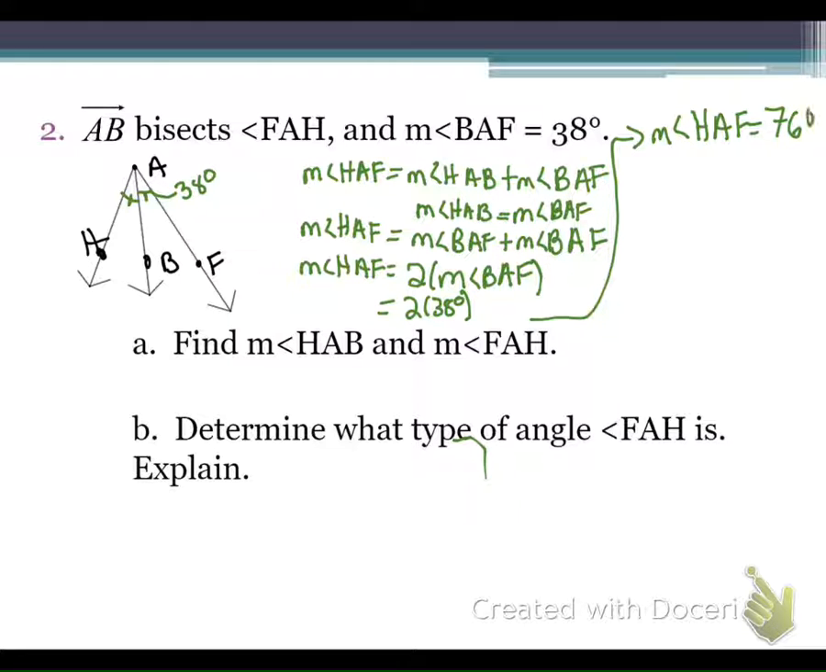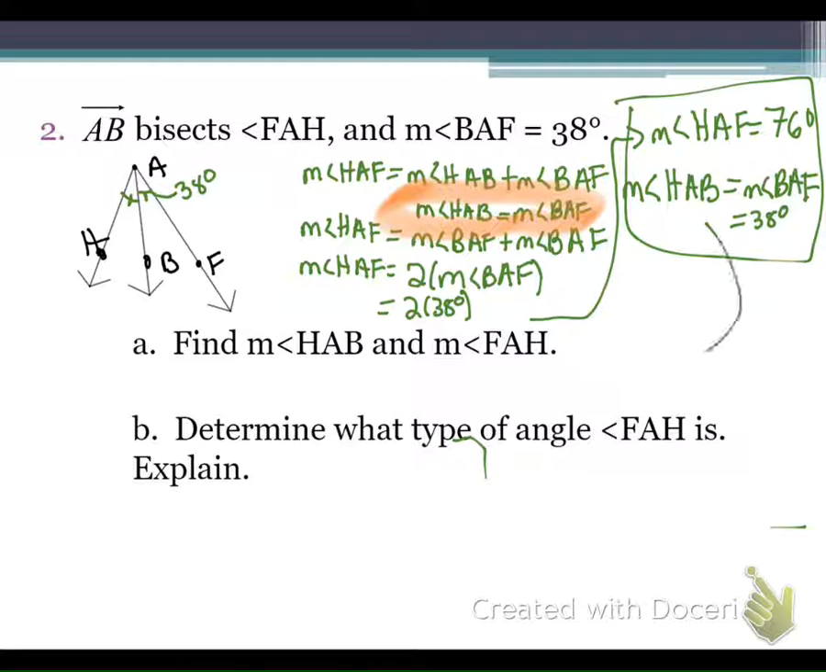$76? Thank you. We get 76 degrees. So we did this one. We found HAF. We also want to find HAB. How do we find the measure of angle HAB? We use what we solved for here. We already set them equal to each other. So we know that it has to equal BAF. What was the measure of angle BAF? 38 degrees, yep. Which equals 38 degrees.